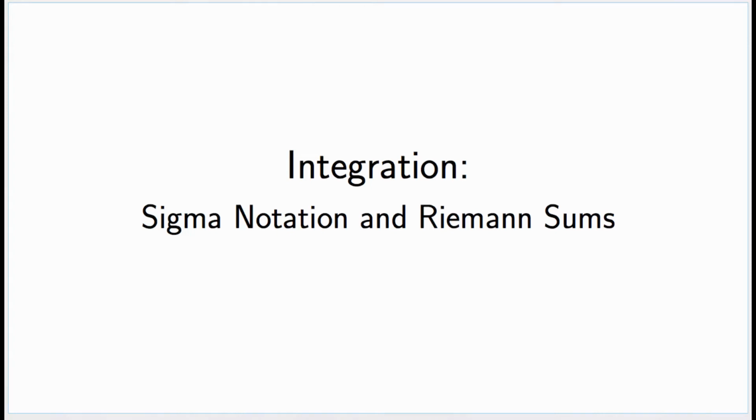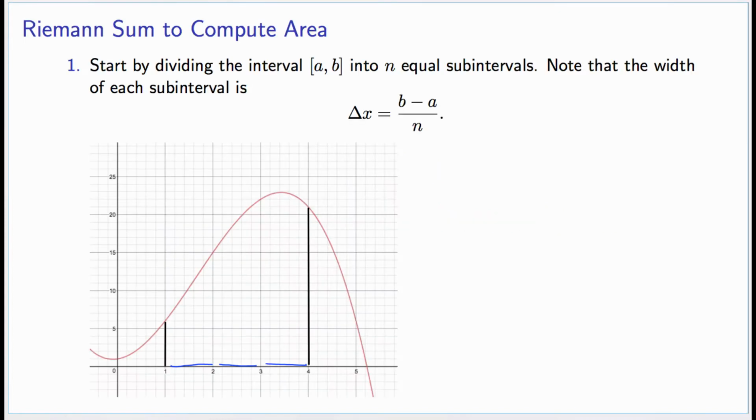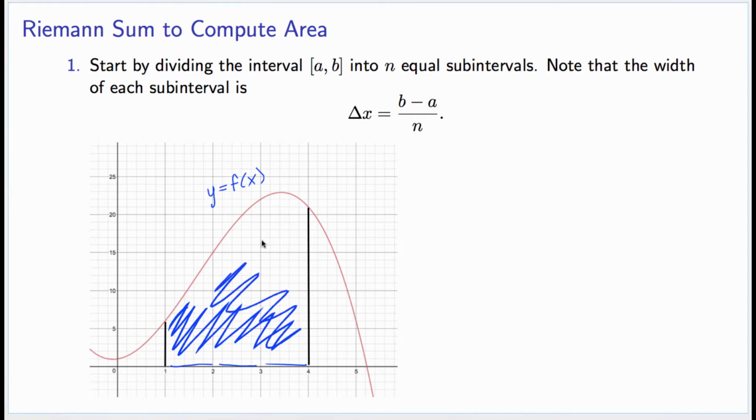In this lesson, we'll explore using Riemann sums to find area. To start, let's look at a general setup. Suppose that we have some function here, y equals f of x, and we're interested in finding the area between the graph of this curve and the x-axis, say on the interval 1 to 4, so this blue shaded area.